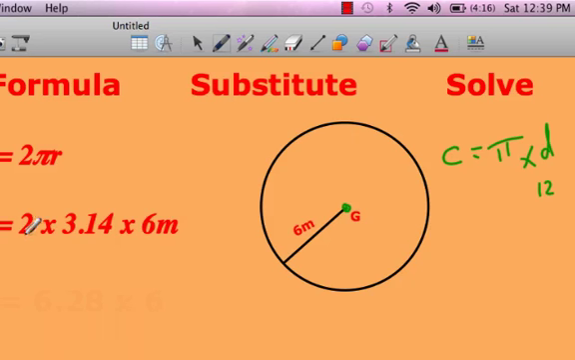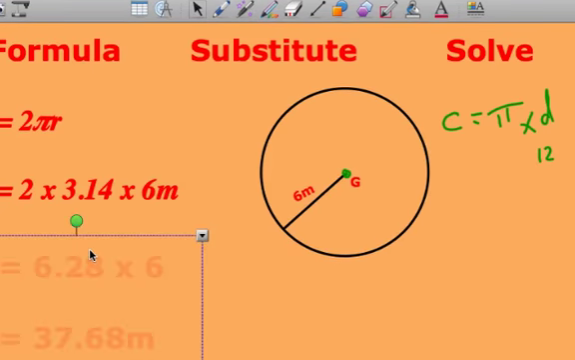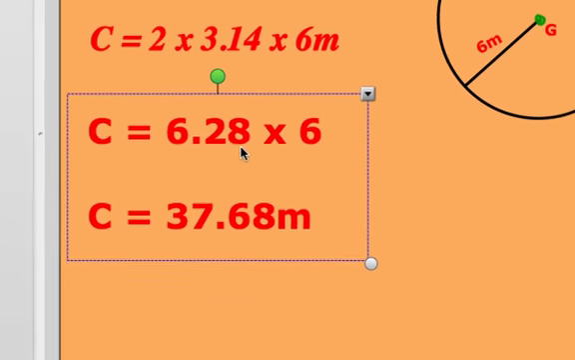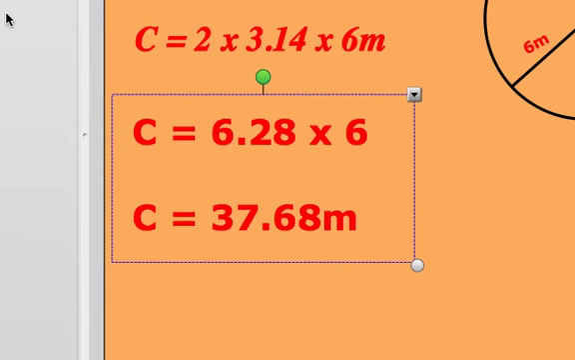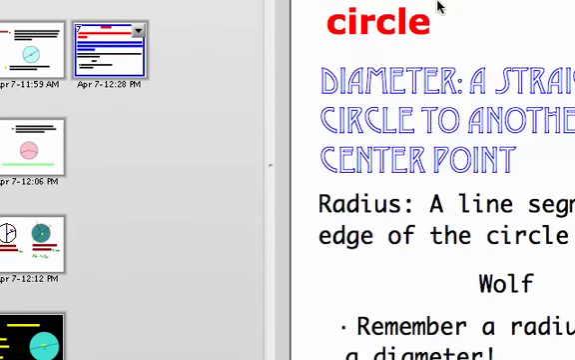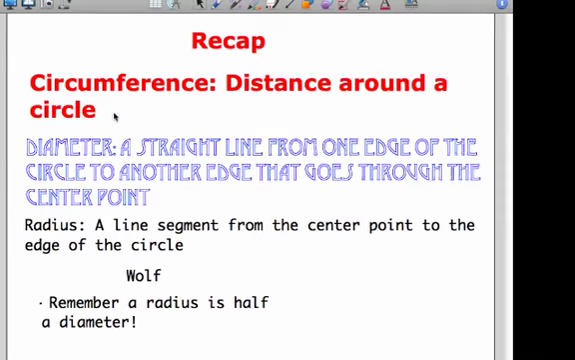So I'll show you this formula. This is 2 times 3.14 times 6. So my 6 and my 2 is eventually going to make this 12 anyway. And then when we solve this out, and this is circle G, we get 6.28 times 6. And if you multiply that out, you get C equals 37.68 meters. Just to recap really quickly, circumference is the distance around a circle.